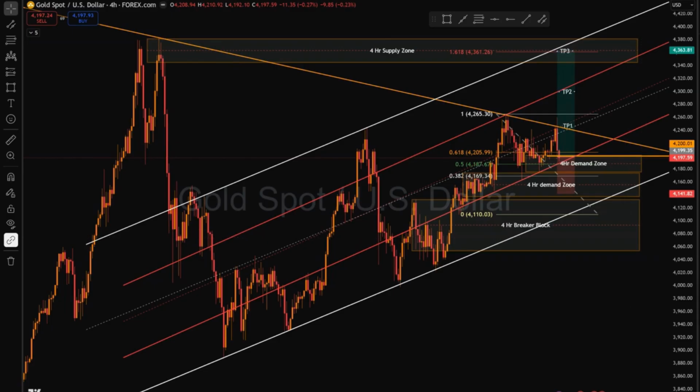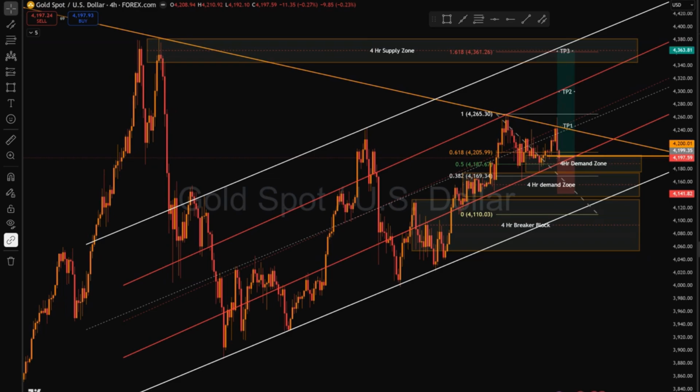Why this matters now? Gold is currently compressed between major technical levels. That means the Fed decision could be the catalyst that decides the breakout direction. A dovish decision may push price straight into TP1 and beyond. A hawkish decision may send price right back into the lower demand zones. So both the technical structure and the upcoming Fed announcement are aligned for a potentially explosive move.